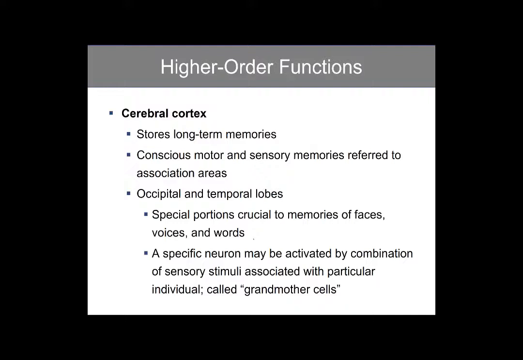In the cerebral cortex, we find the storage of long-term memories. Both conscious motor and sensory memories are referred to the association areas. The temporal and occipital lobes are special portions that are crucial to the memorization of faces, voices, and words. And specific neurons may be activated through a combination of sensory stimuli associated with particular individuals. We call these grandmother cells.